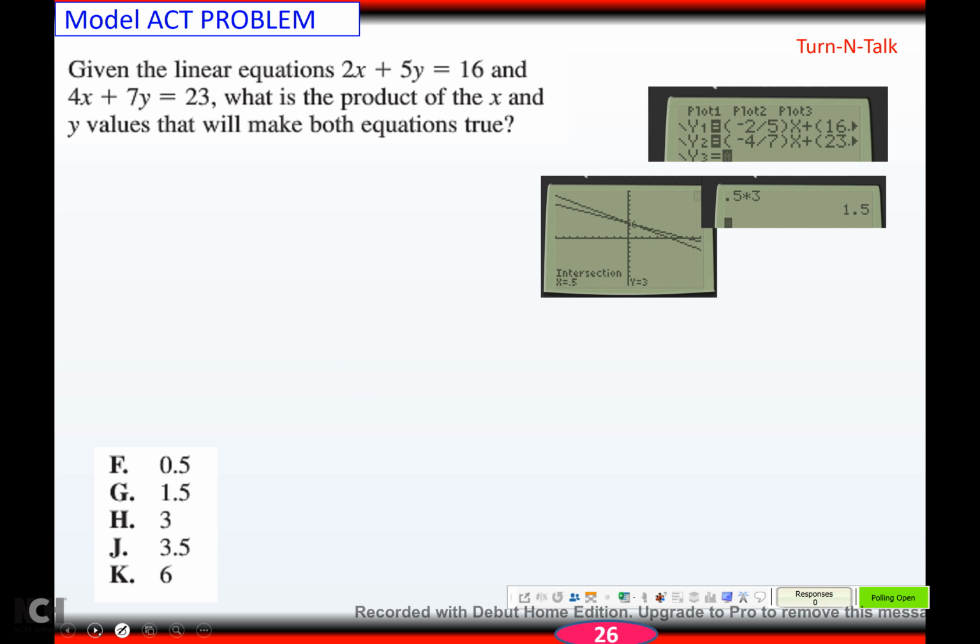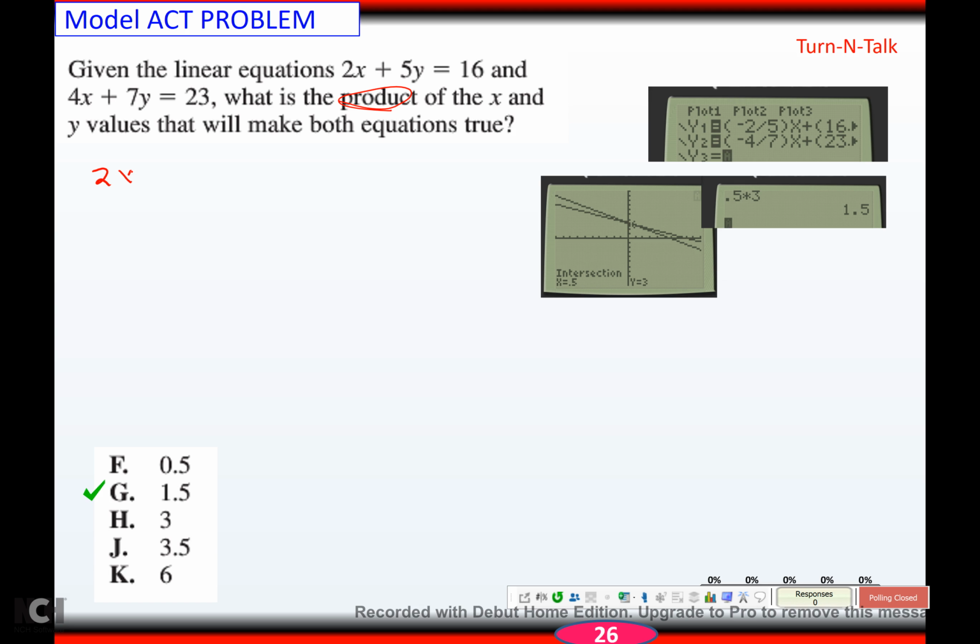Try this one, hit pause, come back when you're ready. Hopefully you got 1.5, okay? Given the linear equations, so I've got a system, what is the product of x and y values that make both equations true? So I've got to find x and y and then multiply them together.